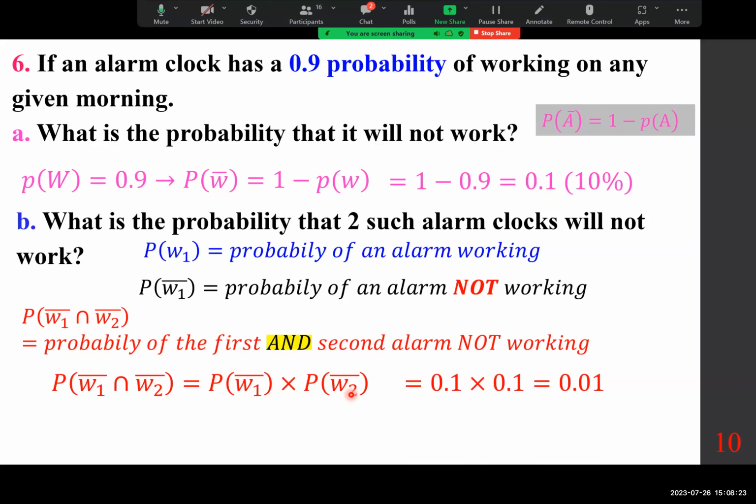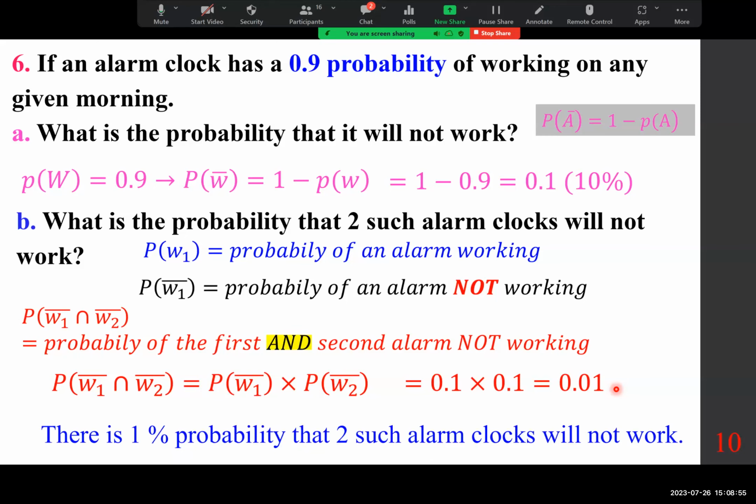And this is what I mean by quality control. Although there's a 10% chance that one of them is not working, there's only 1% chance that they both will fail. Then this concept is used a lot in industry. For example, even when you're dealing with airplanes and jet engines, the engines work independently. So even if one fails, the others can make it. There is a 1% probability that two such alarm clocks will not work.